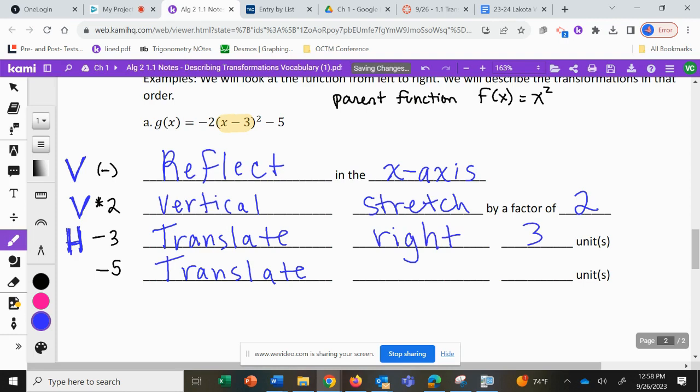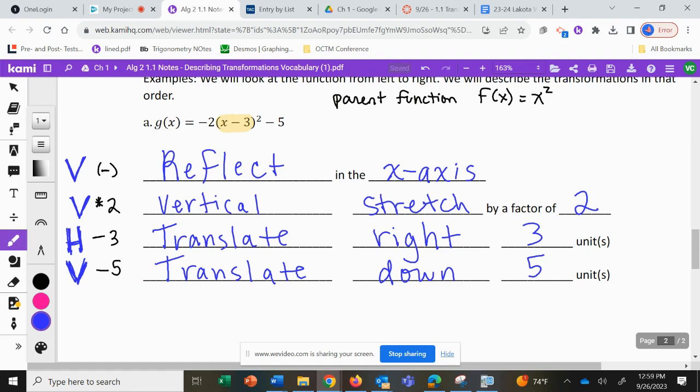So the next one, that one's on the outside, so it's vertical. It is common sense. If I'm subtracting 5, where are we going? Down by how much? 5 units. Done. So that's what you're going to write. That's basically like what your homework's going to be like.